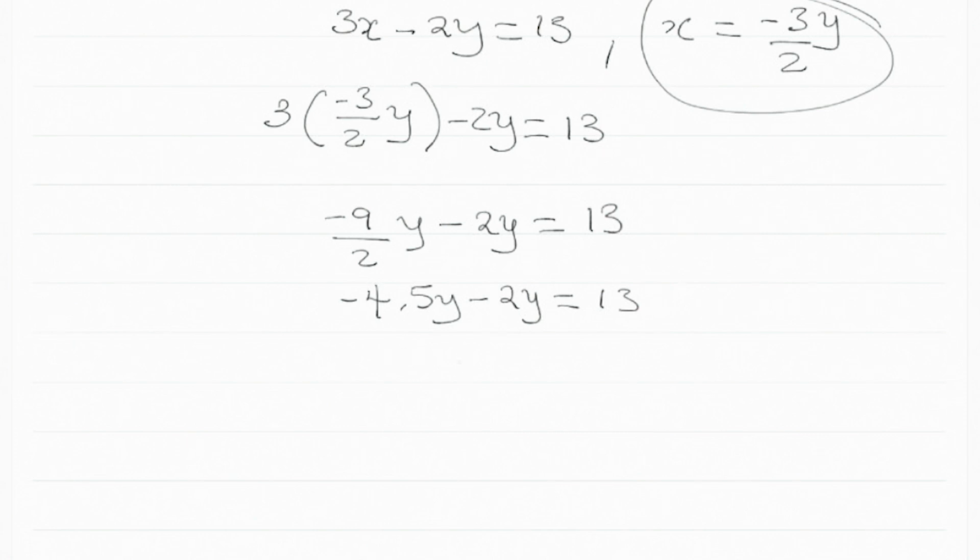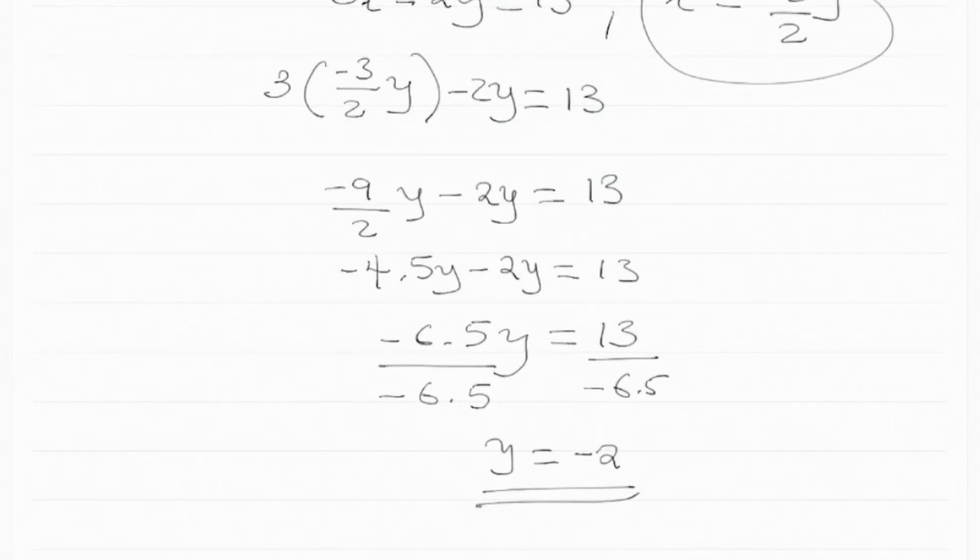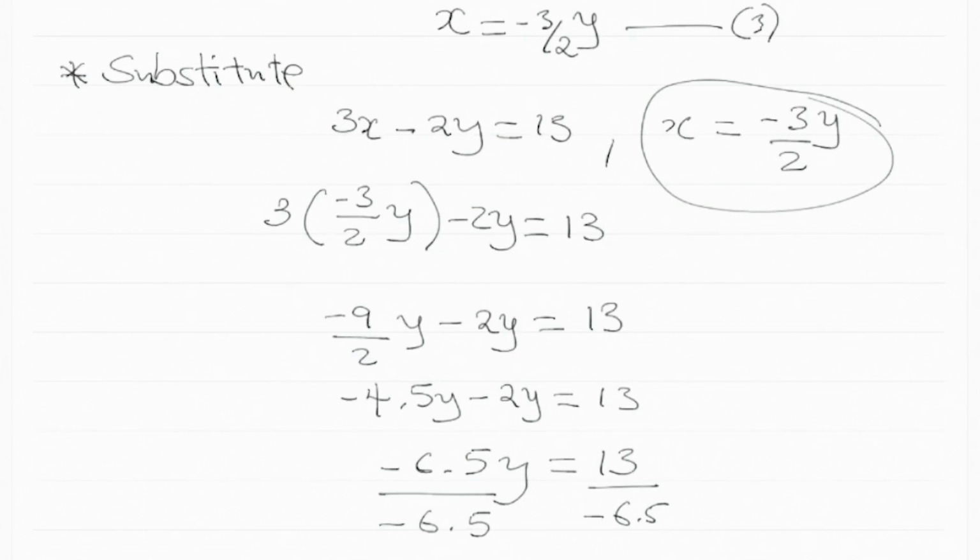So to find the value of y, we are going to divide through by negative 6.5. So our y will be equal to 13 over negative 6.5. Negative divided by positive is negative. 6.5 into 13 is 2. So our y in this case is negative 2.